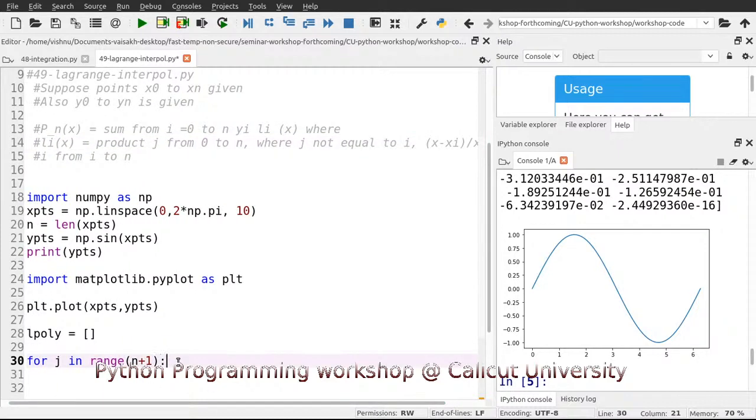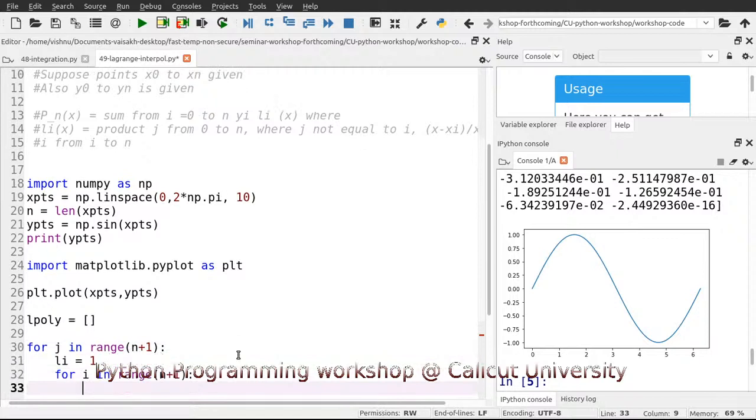j is now fixed, so we need one more. x minus xi is also required for i in range, so this i is also varying from 0 to n plus 1. So there are two loops. Suppose that we call this Li equal to, what should we multiply? Initially, let us define Li to be just equal to 1 so that we can multiply each and every polynomial component in this.